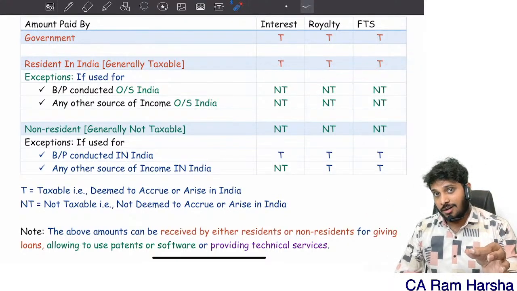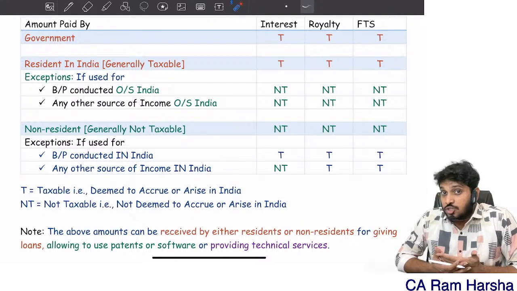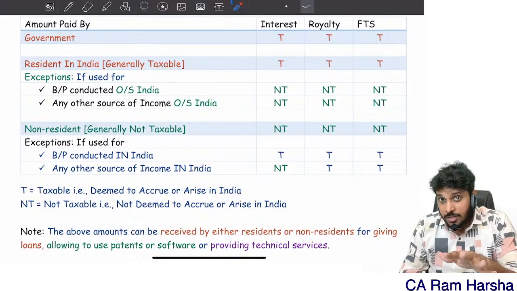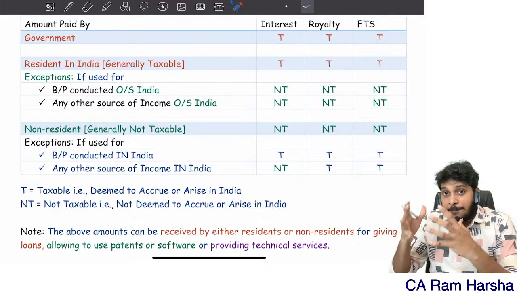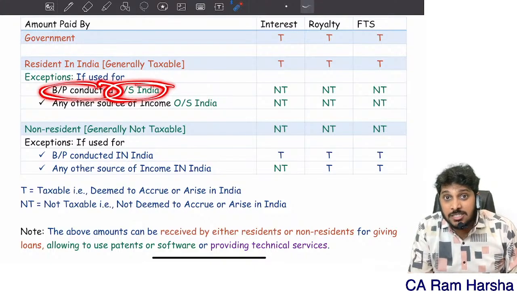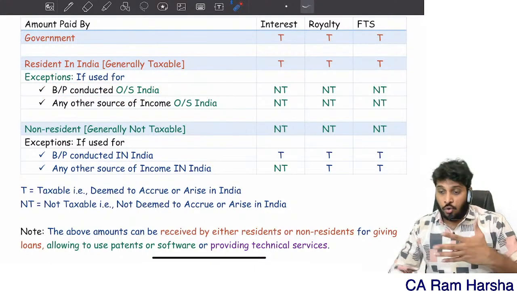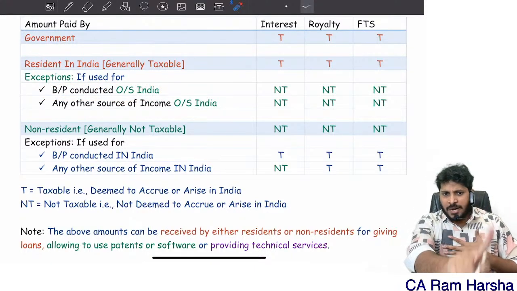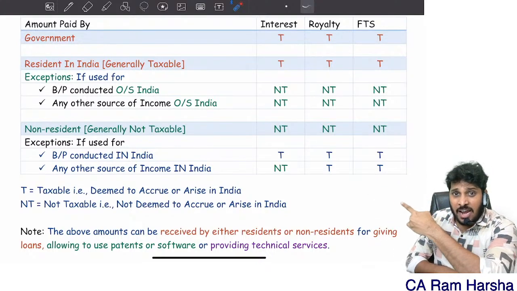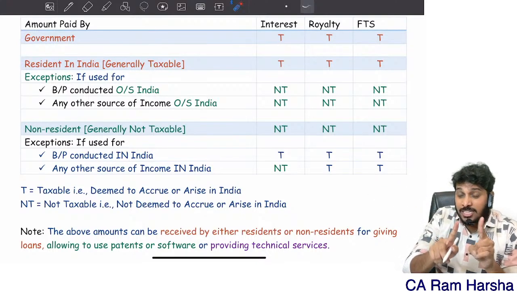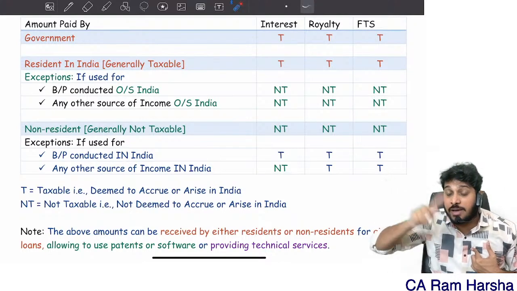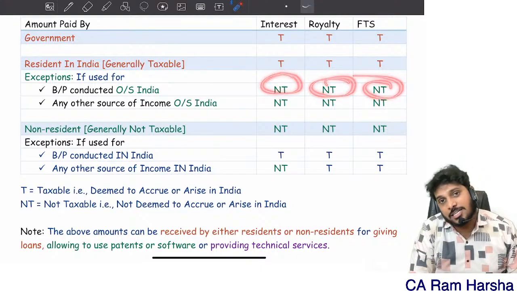However, if the person paying this interest, royalty, or technical service fees uses the loan, the patent, the service outside India for business, I am getting interest from some resident. That resident is using the loan where? Outside India. That resident is using the patent where? Outside India. Which means because he is using the loan outside, he is getting some money, and from that money he is paying me interest. Source is where? Outside. Not taxable, not taxable, not taxable.